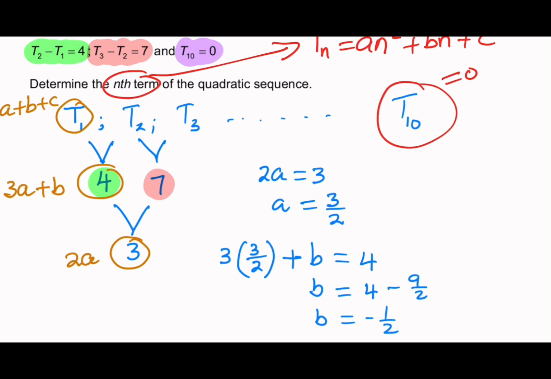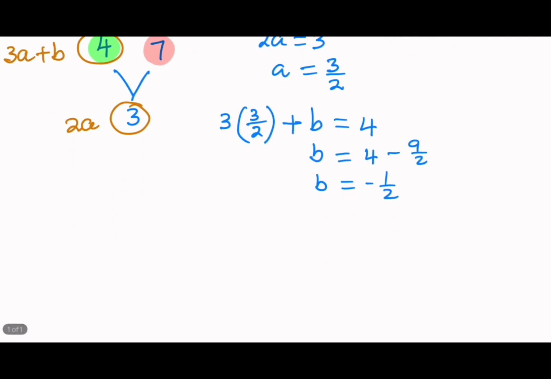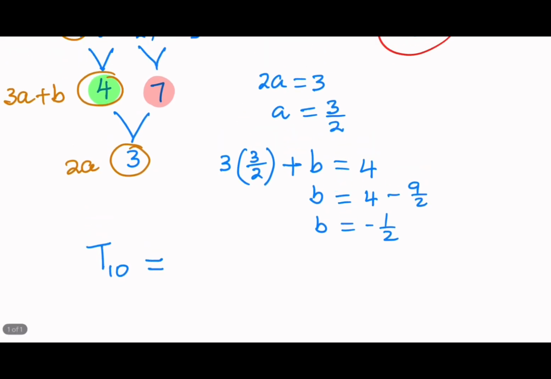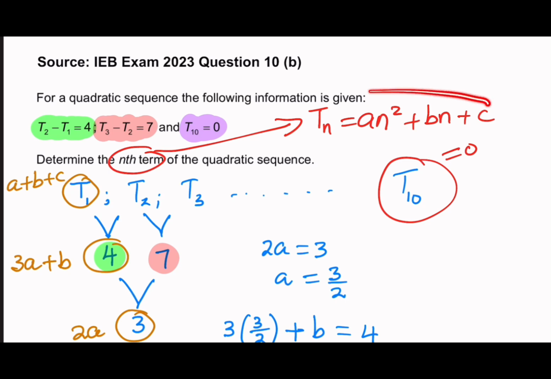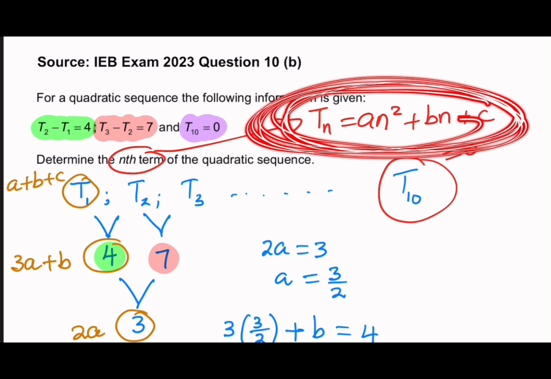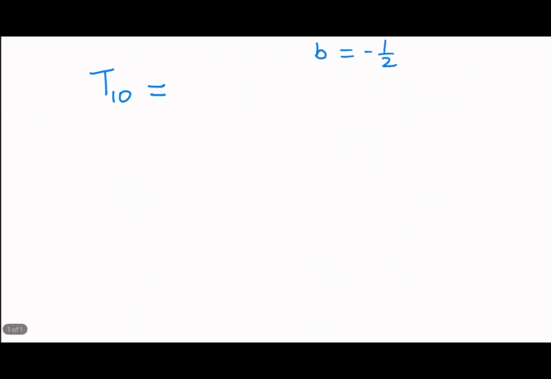Rather, we need any term that's available to us. And I guess that's why T10 was given. This is where we're going to be able to take advantage of the fact that we know T10 is 0 and use that to solve for c. So we need to start by saying what T10 is, using the general term. Let's see, if we put 10 in the place of n there, what happens? What does it look like?